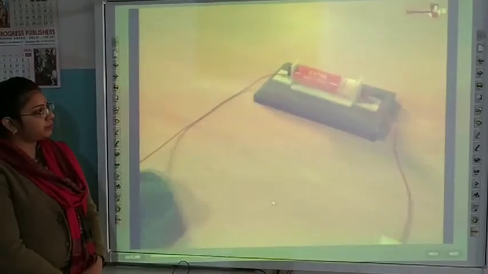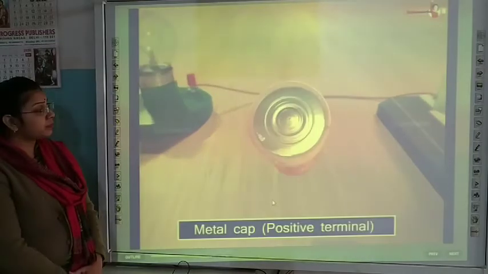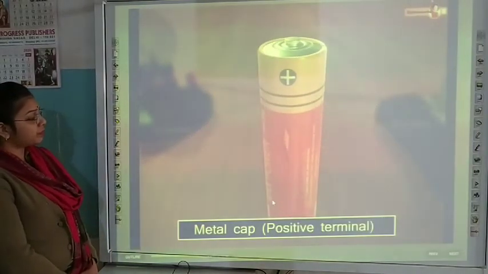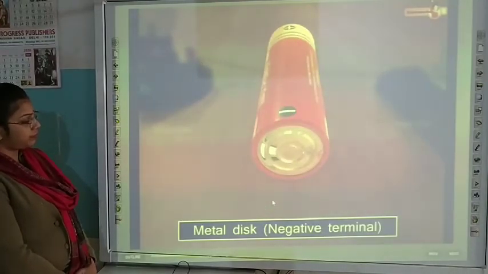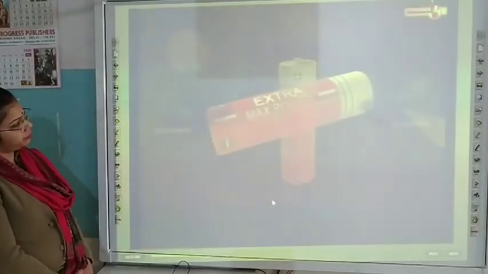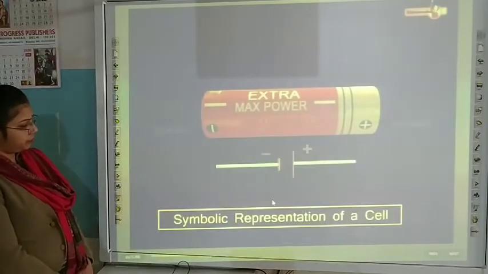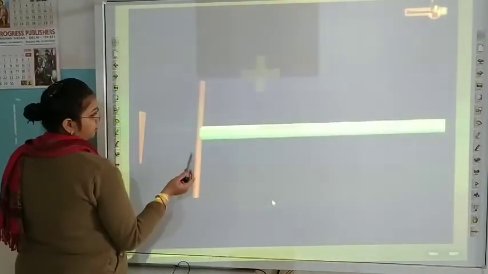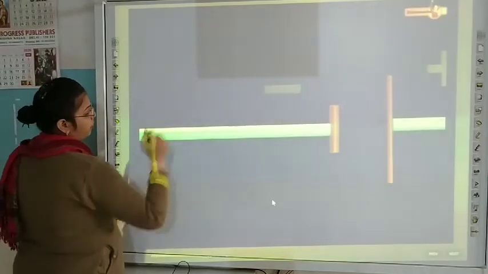You must have noticed that in an electric cell, there is a small metal cap on one of its sides which indicates its positive terminal, whereas metal disc on the other side indicates its negative terminal. In the symbolic representation of an electric cell, the longer line represents its positive terminal, whereas the thicker line, which is also the shorter line, represents its negative terminal.